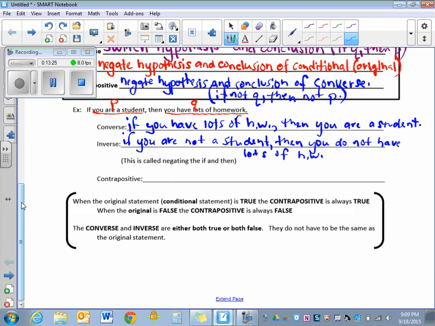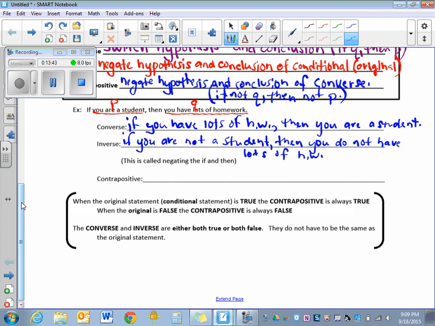Alright, so again, inverse negates the original conditional. So this is called negating the if and then. If you hear us say negate the if and then, we want you to write the inverse of your condition. And then finally our contrapositive, combining those two together. We switch it and negate it. Switch and negate, switch and negate.